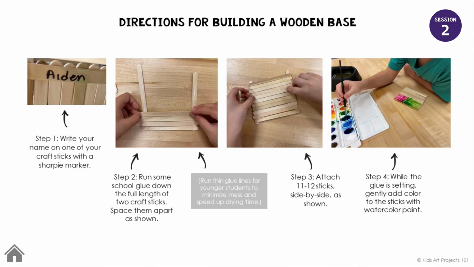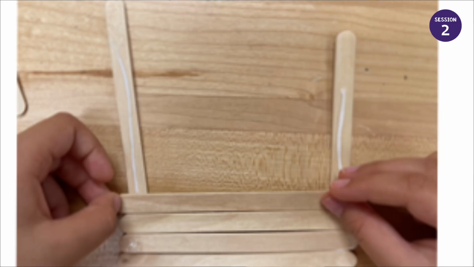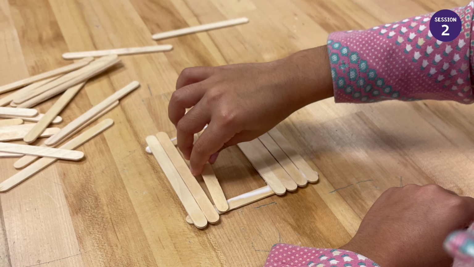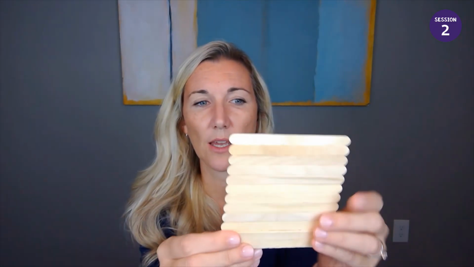I recommend that you run around and put a line of glue on each one of these, and then have the kids set up. They should be able to fit 12 popsicle sticks. Sometimes it's 11, sometimes it's 13. So what I do is put a big pile of popsicle sticks in the middle of the workspace and let them grab as they go.